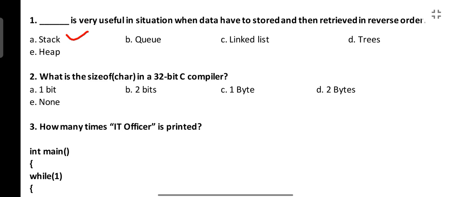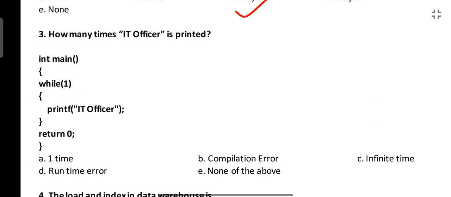Next is: what is the size of char in a 32-bit C compiler? 1 bit, 2 bit, 1 byte, 2 byte, none. We know char takes 1 byte of memory. So the answer is C, 1 byte.